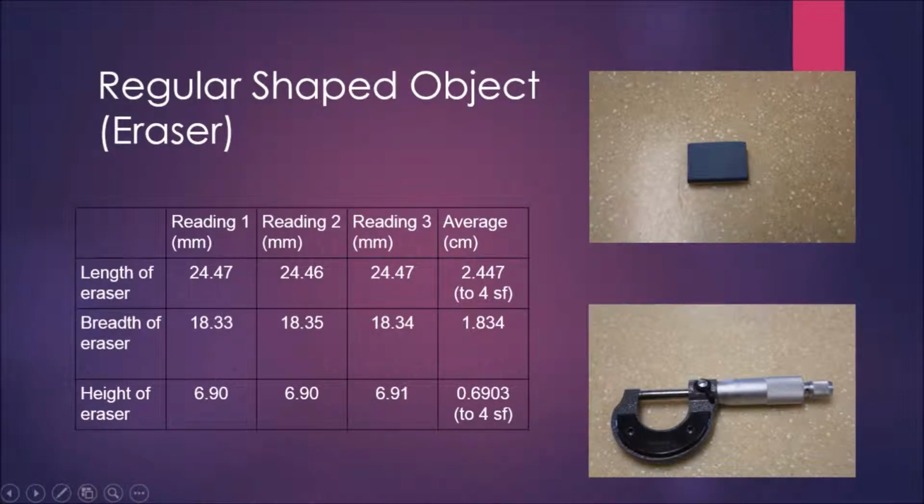In this video, we'll show you the steps to find the density of 3 different objects, and all of them are of different shapes. The first object is the eraser.